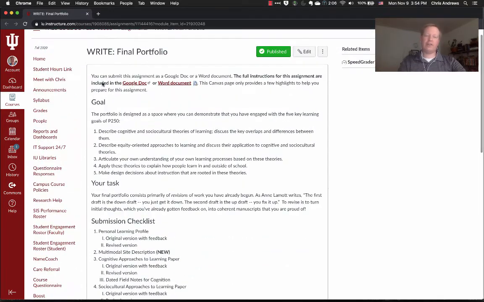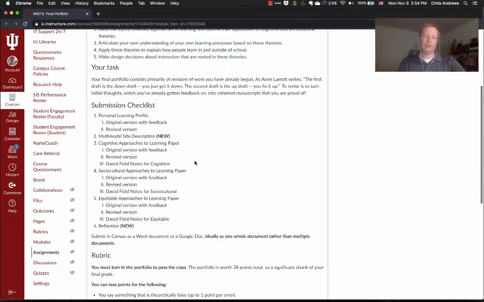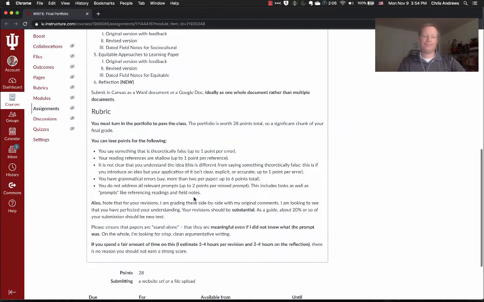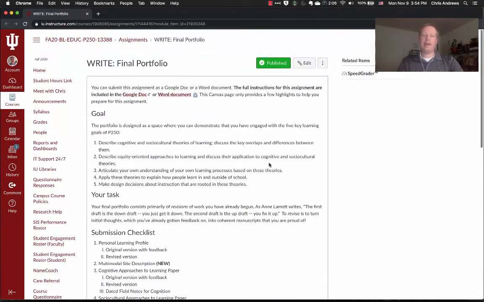Again, look at these instructions, but these are just a summary of a few highlights, as I mentioned. Please look at the actual Word doc or Google Doc of the final portfolio prompts in order to know exactly what you need to address. But I show each of the pieces that you need to turn in, a little bit about the rubric, just things that you can lose points for. And again, go look at the actual instructions there.